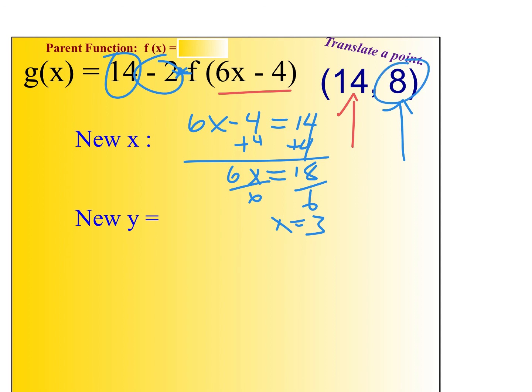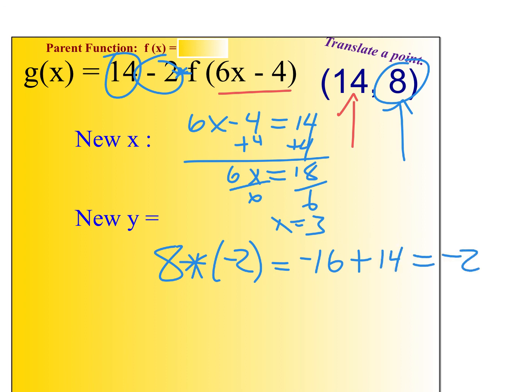Well, I'm going to take this 8 here, and I'm going to times it by negative 2. Why am I doing that first? Because multiply comes before add or subtract. Now that 14, a lot of people go, but they're subtracting 14. No, they're not. The negative was on the 2. So we're timesing it by negative 2, and then we are adding 14. So that's negative 16, and then I'm adding 14. So it's negative 2. 3 comma negative 2.